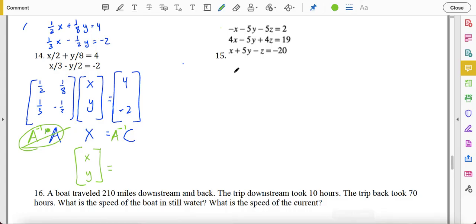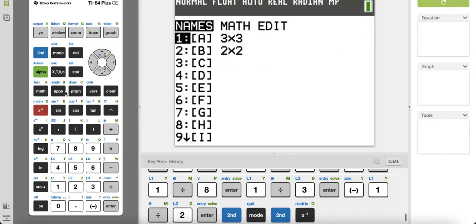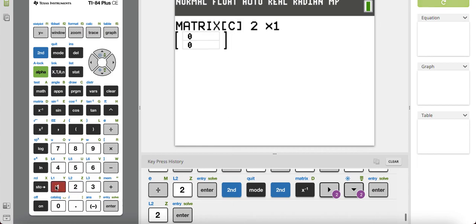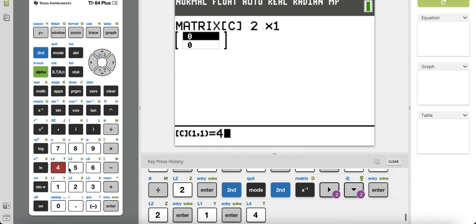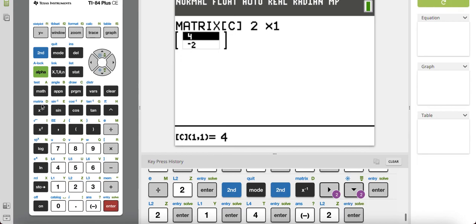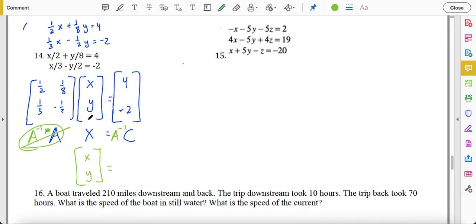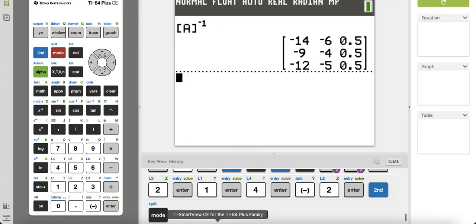Now we need our constant matrix, the 4, negative 2. We can put it in C since I don't have a C yet. So second matrix, 2 by 1, and it was 4 and negative 2. All right, so now we are going to perform the calculation of the inverse of our coefficient matrix times the constant matrix. So inverse of the matrix that I put in as B.